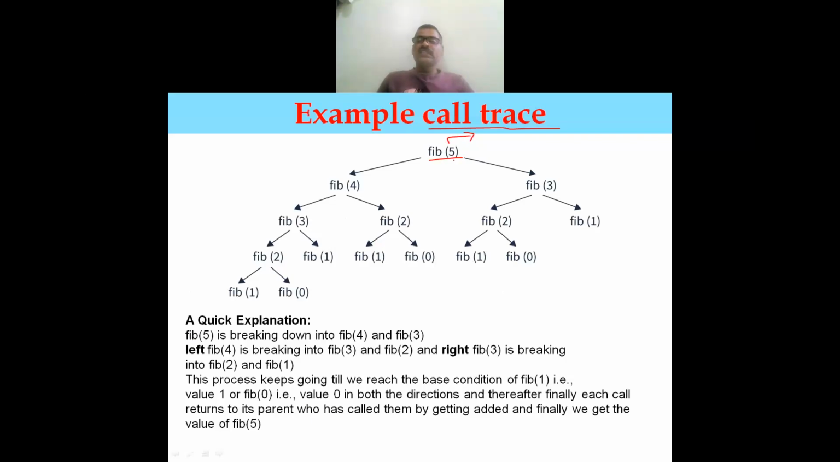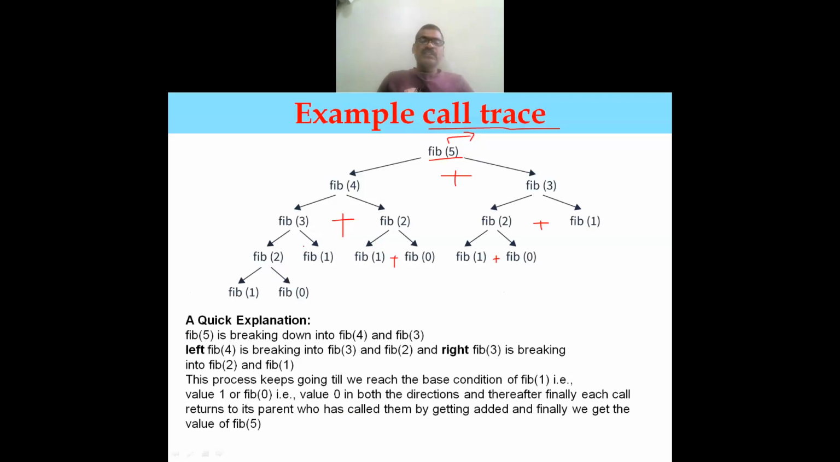So fib of 5 is computed by fib of 4 plus fib of 3. Fib of 4 is computed as fib of 3 plus fib of 2, the summation of the previous two terms. If you add these two terms, fib of 3 and fib of 2, you will get the fib of 4 value. If you add fib of 4 plus fib of 3, you will get the fib of 5 value. So like this, the summation of these two terms gives us the fib of nth term. Got the point?